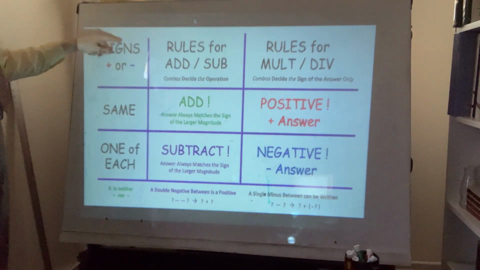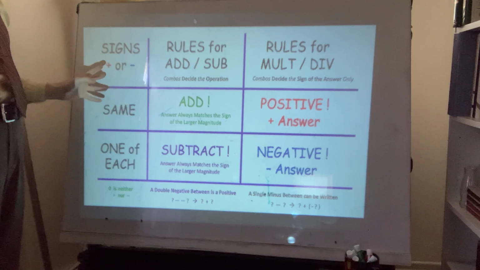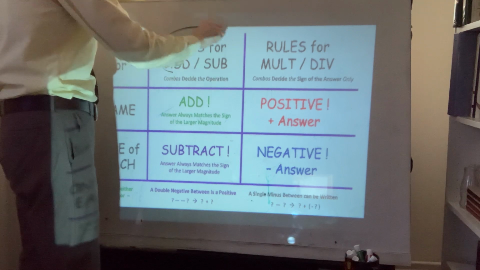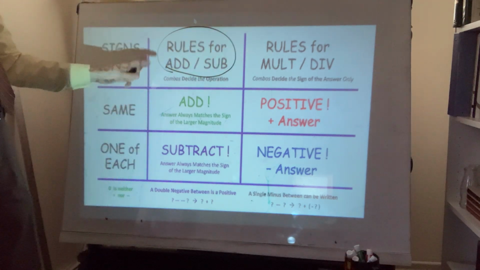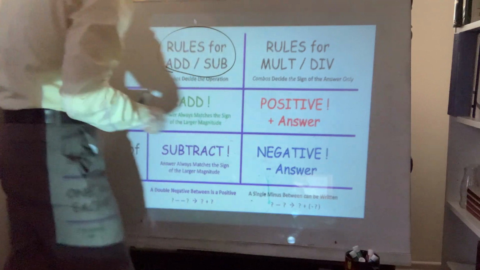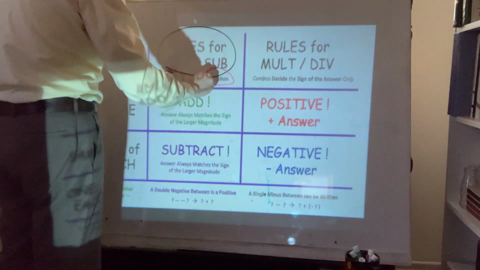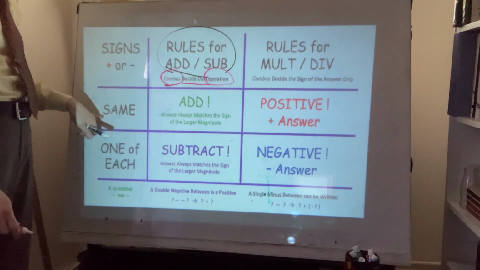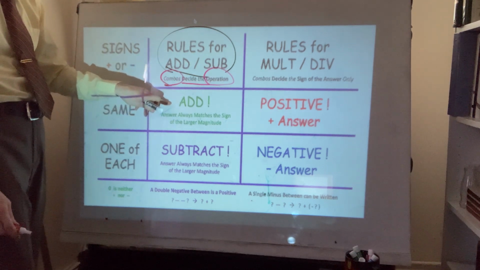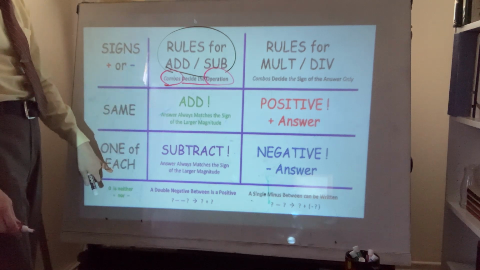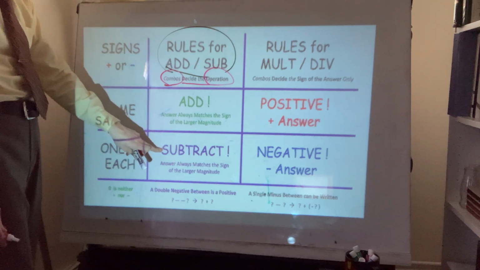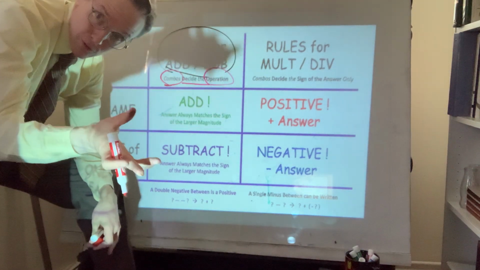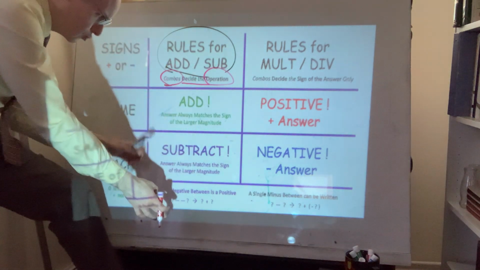We know that we have signs that are positive and negative. There's a set of rules for when you're adding and subtracting. To realize something: it is the combination that decides the operation. So if you have the same set of signs, you're actually going to add. And if you have one of each sign, then you're actually going to subtract. Once you convince yourself of that, you will strategically write the problem given to you in a way that allows you to use these rules.